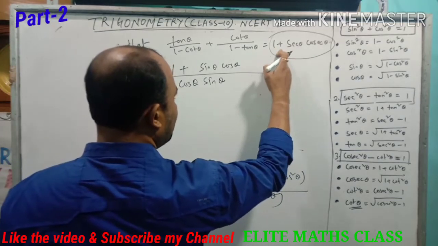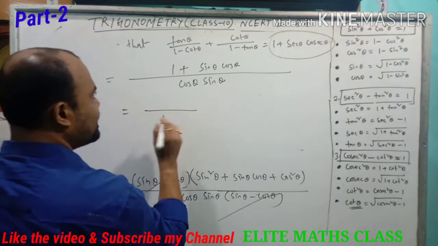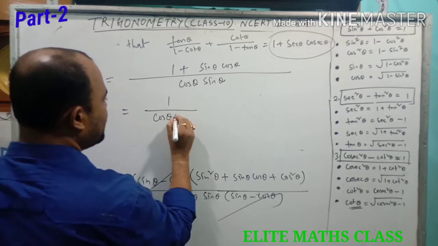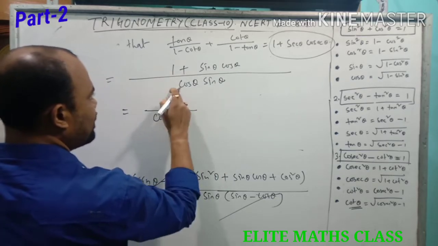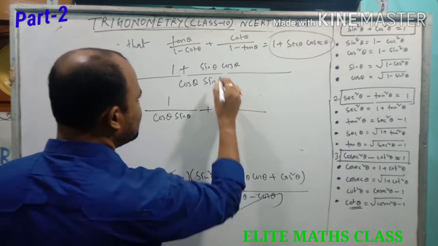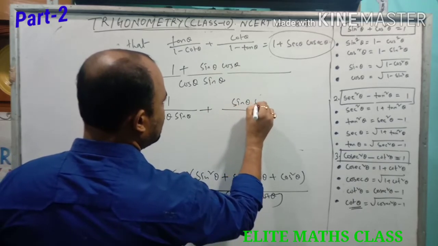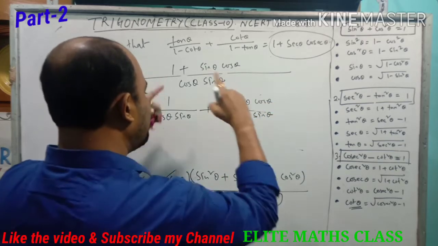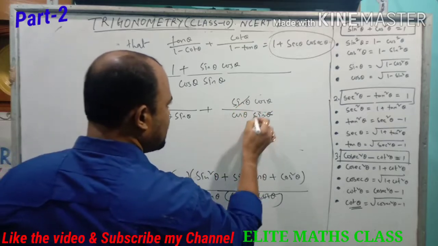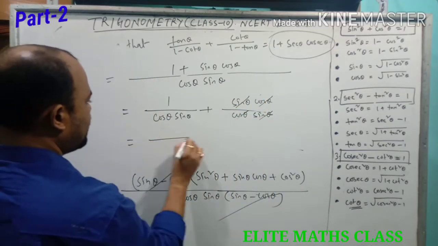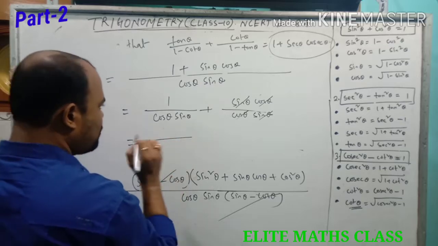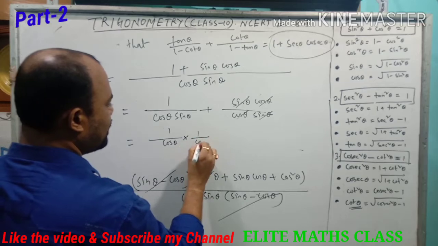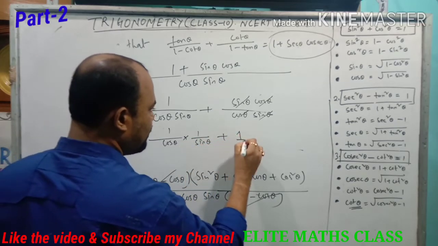What is there? It is 1 plus sec theta cosec theta. Two terms are there, so we split the term. After splitting we can write 1 by this denominator part plus sin theta cos theta by cos theta sin theta. That is simply splitting. Now see, sin theta cancels, cos theta cancels. Here 1 by cos theta sin theta can be split, as it is a product, as 1 by cos theta into 1 by sin theta. What will remain there? 1.